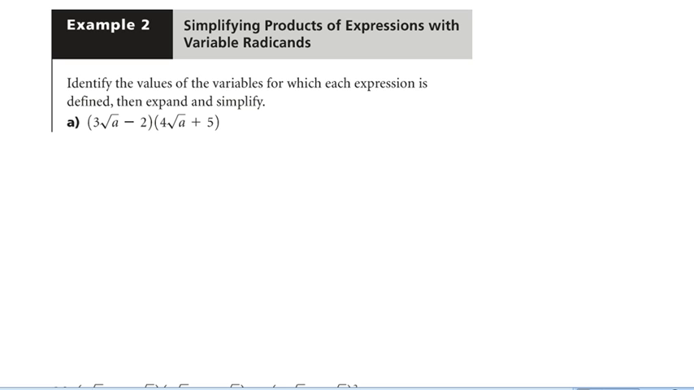Okay, and having the letters under the root instead of the numbers just means we have to do one more step, which is to say in this case that a is greater than or equal to 0. So we're not trying to square root a negative.